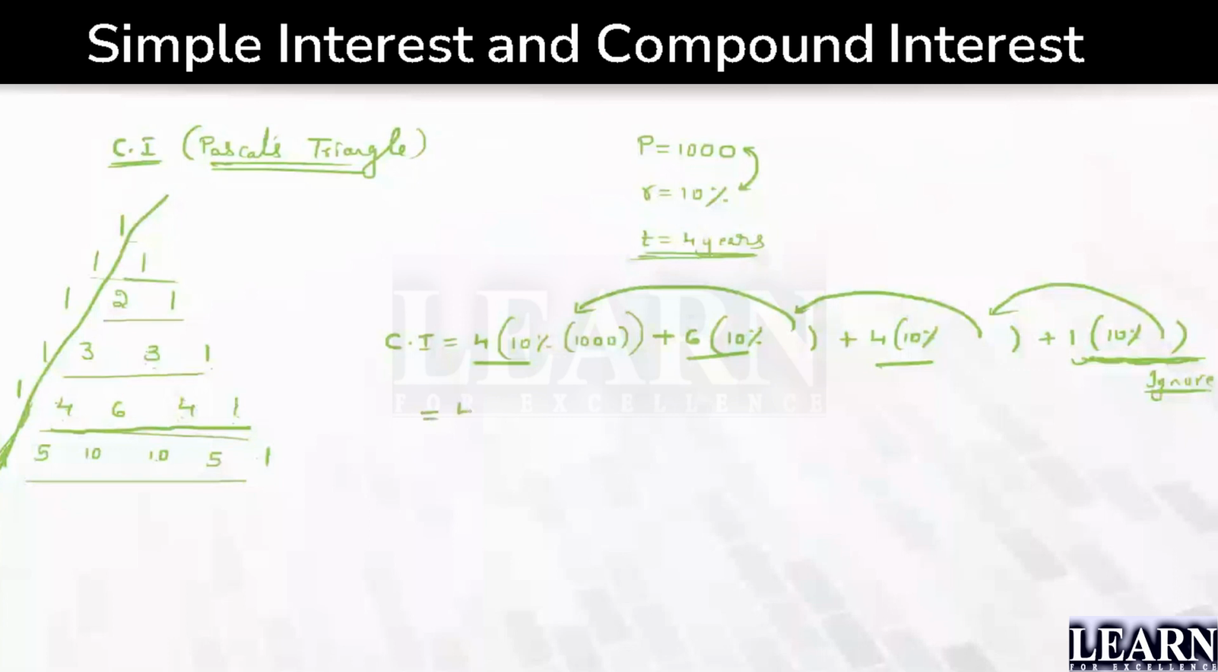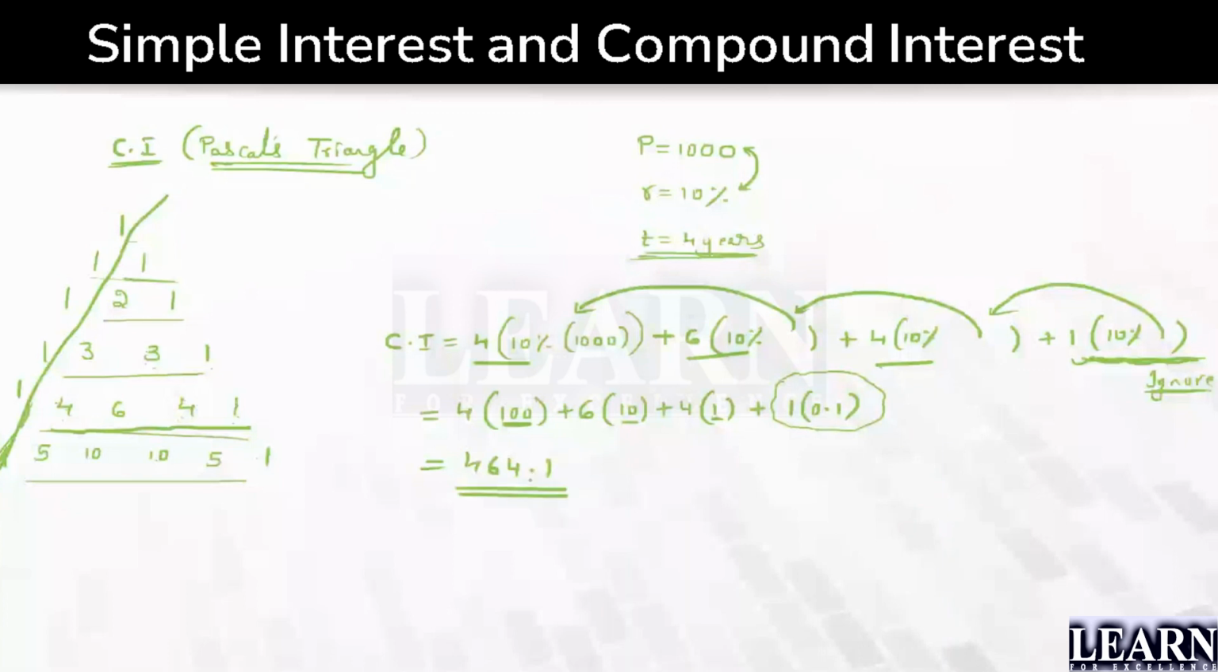4 into, what is 10% of 1000? Can I say it is 100? This is done. Plus 6 into 10% of this 100 now. What is 10% of 100? 10. Plus 4 into 10% of this 10, 1. Plus, if you want, you can ignore it, plus 1 into 10% of this 1, 0.1. Now look here, if you're going to ignore this, what will happen? It will just affect the 0.1 decimal value. So what is this? 464. 464.1 is your answer. If you ignore the last one, it will just give 464.